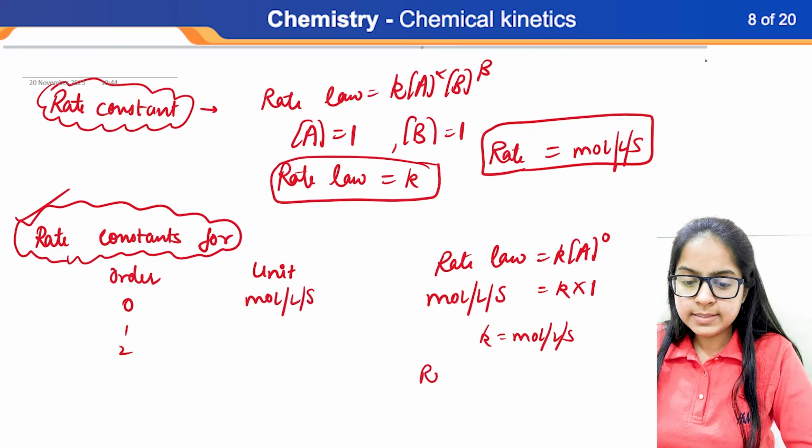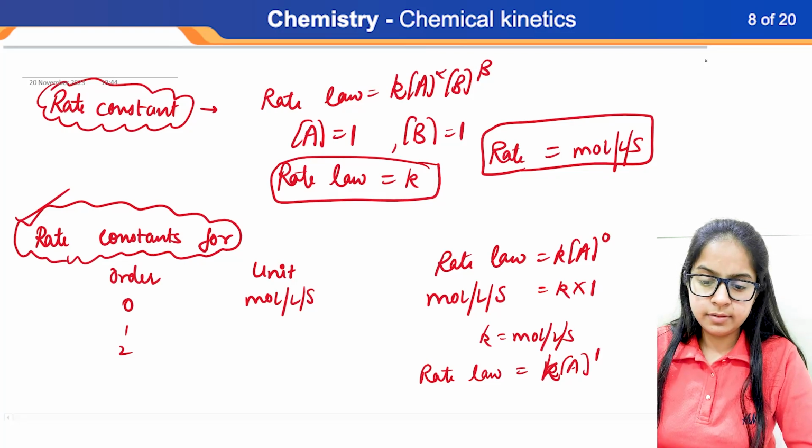Now the next is k, small k, k[A] to the power 1.